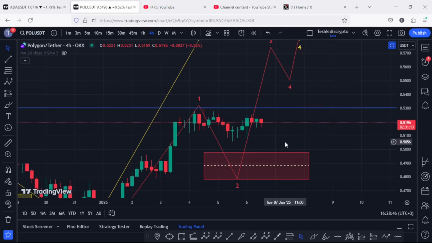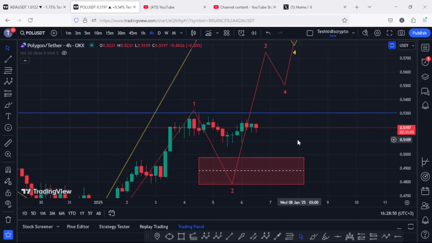So on the short term, I'm expecting a bit of a breakdown move, and that can only get invalidated in case we get a break above the 0.53, which is a key area of resistance.